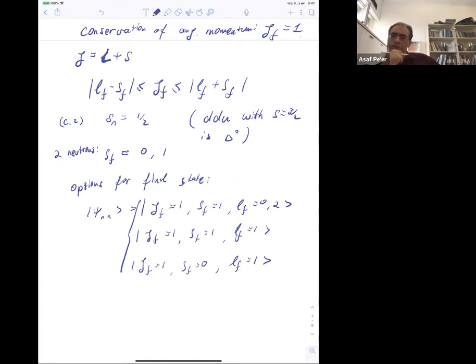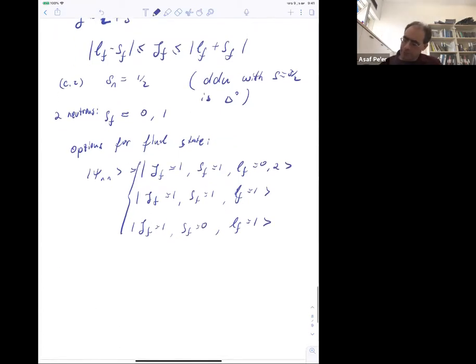So here we have to resort to the symmetry properties under exchange of particles in order to choose the correct wave function, the correct state at the end. And we use symmetry properties.